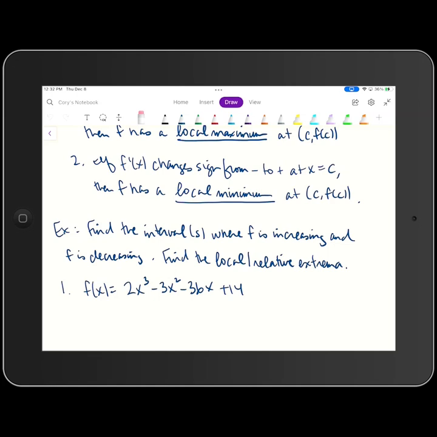So let's finish up here. If f prime changes sign from negative to positive at x equals c, if our function goes from decreasing to increasing at some point, then f has a local minimum at that point.